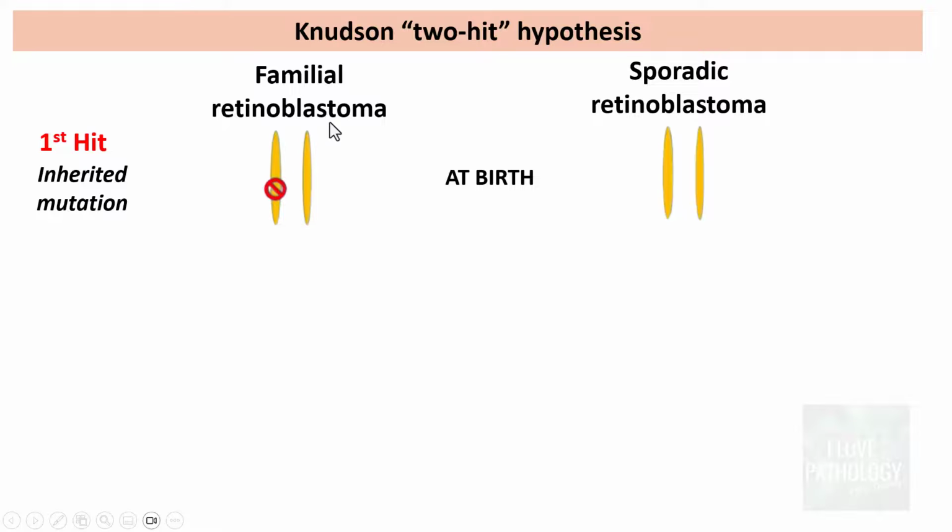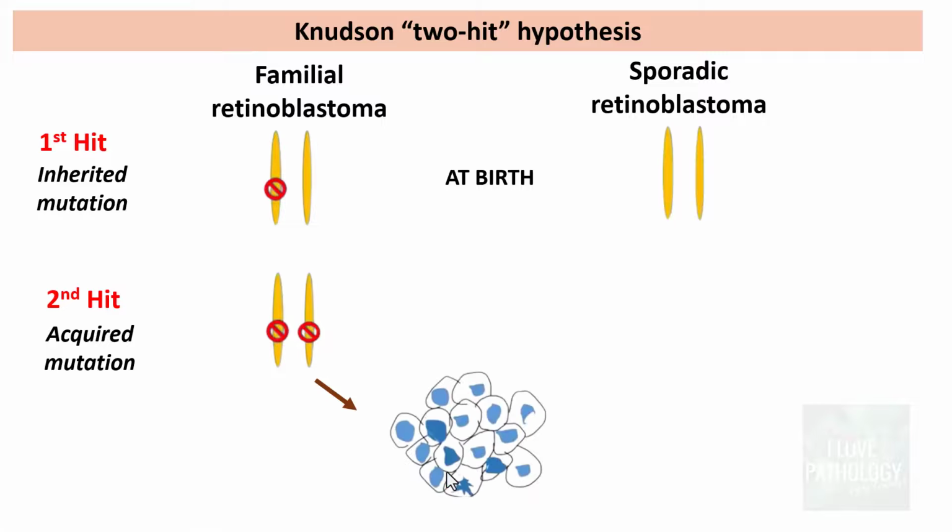And all this requires is another hit, right? So the second hit, which is usually an acquired mutation, and if there is a second hit, both the alleles are damaged. Both alleles of the retinoblastoma gene are defective, right? And that leads to the occurrence of the malignant neoplasm, that is retinoblastoma.